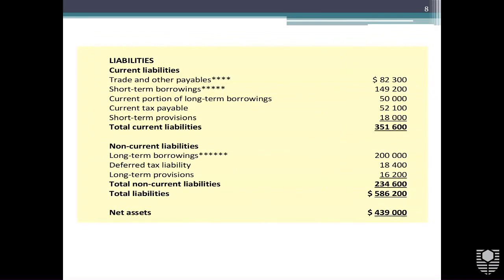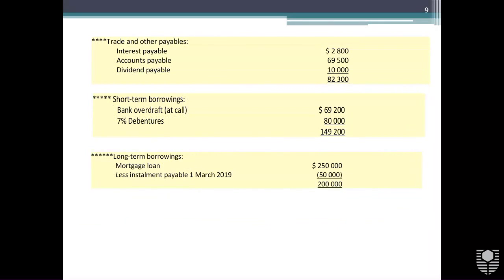Short-term borrowings, $149,200, is made up of your bank overdraft of $69,200, and we've got debentures there of $80,000. Let's have a look as to whether we include them as current or non-current. The 7% debentures are to be redeemed on the 31st of March 2022. It is now the 30th of June 2021, so the 31st of March 2022 is within that 12-month period.